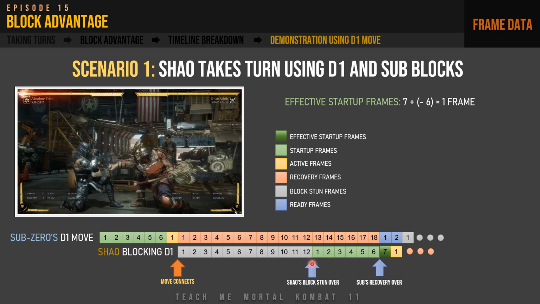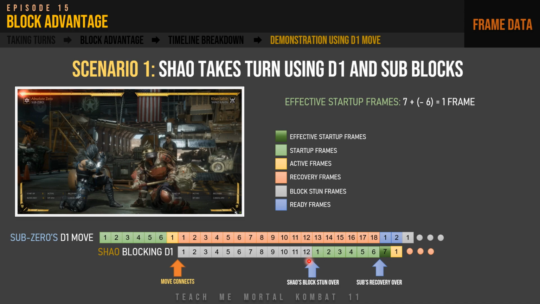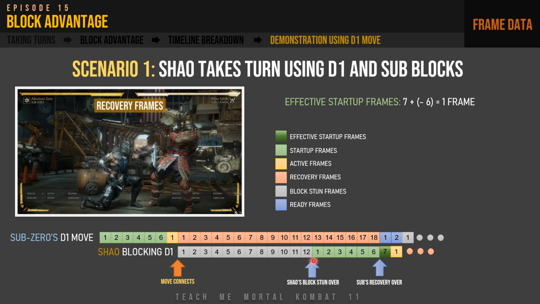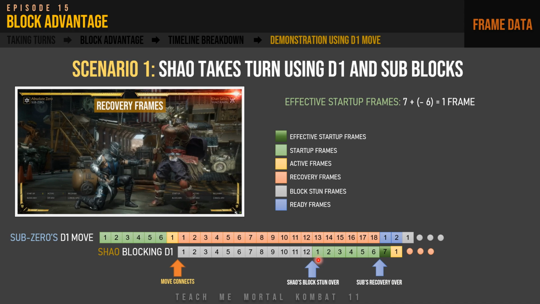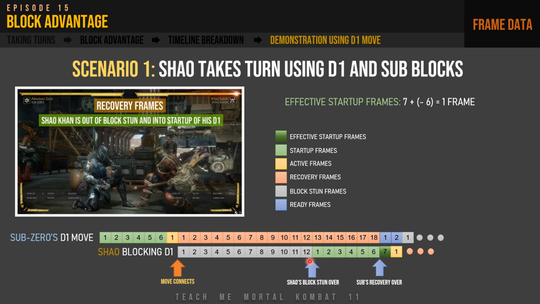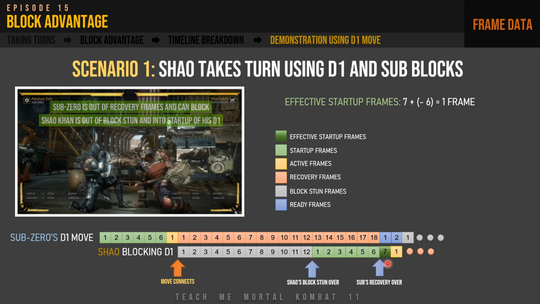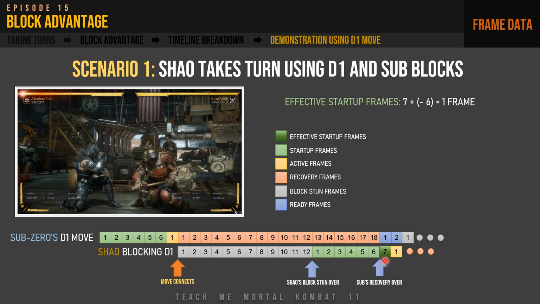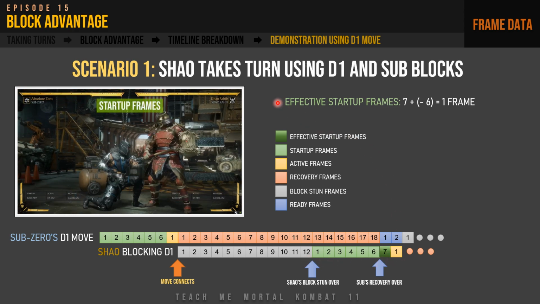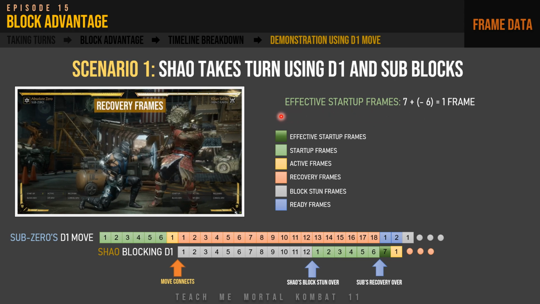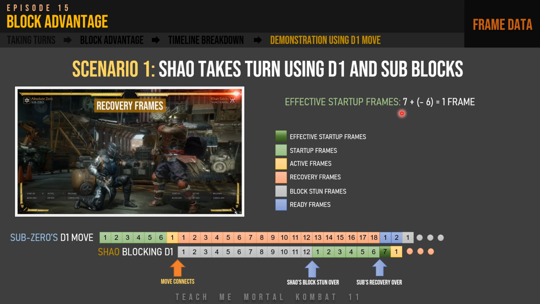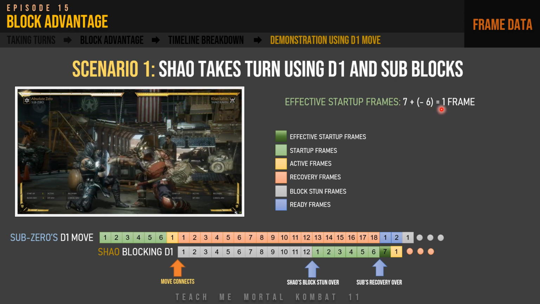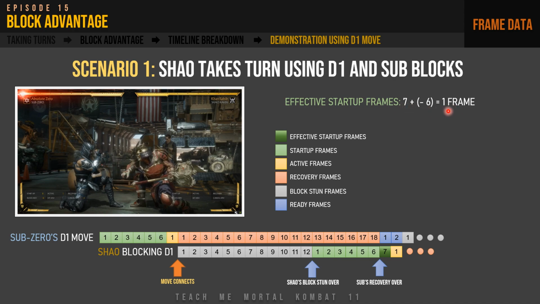Frame perfect execution means that a follow-up move is executed at the first possible moment a player is out of the recovery or block stun state. Now, Shao Kahn had a frame advantage of 6 frames by blocking Sub-Zero's down 1. He spends those 6 frames of advantage to execute his 7 frame startup move effectively in just 1 frame relative to when Sub-Zero gets out of the recovery phase. We can make such calculations simply by adding a negative block advantage of the attacker's move to the startup frames of the defender's follow-up move. So 7 minus 6 equals 1.